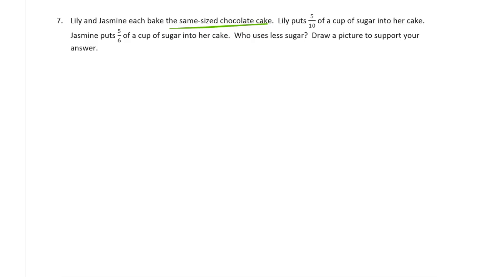So are we drawing equal cakes? Does it matter that the cakes are the same size? Because the question is about who uses less sugar. So the question is really about the sugar and not about the cake. So we've got 5/10 of a cup. It's always a fraction of something. It's very important to keep track of what the fraction is a fraction of. 5/10 of a cup of sugar, and this is 5/6 of a cup of sugar. So our unit is a whole cup of sugar.